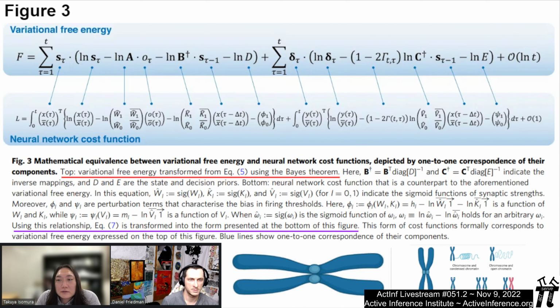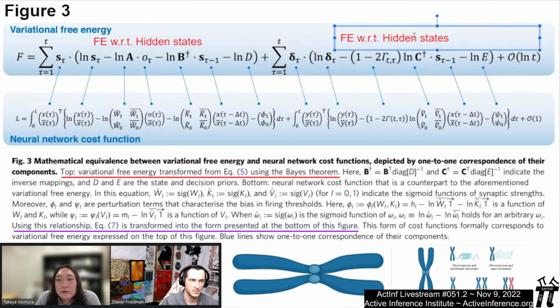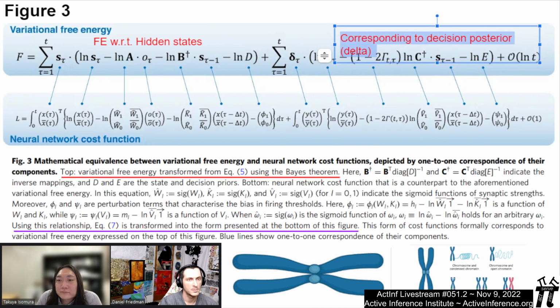Okay, so there is a clear parallel between the functional structure or those components in variational free energy and the components in the neural network cost function. So let's say the first term in F corresponds to the expectation about hidden state. S is the hidden state posterior belief. So that part basically indicates the free energy with respect to the hidden state. And the second part corresponds to the free energy about the decision posterior. So here delta indicates the posterior belief about agent decision or action.